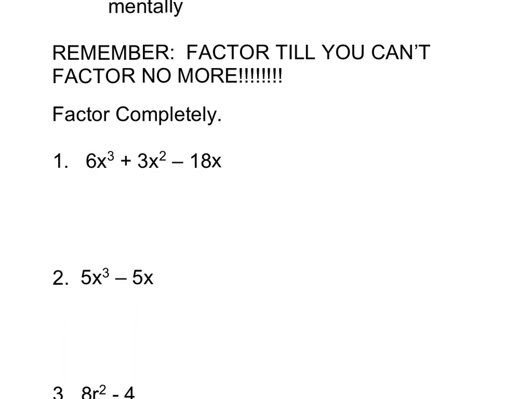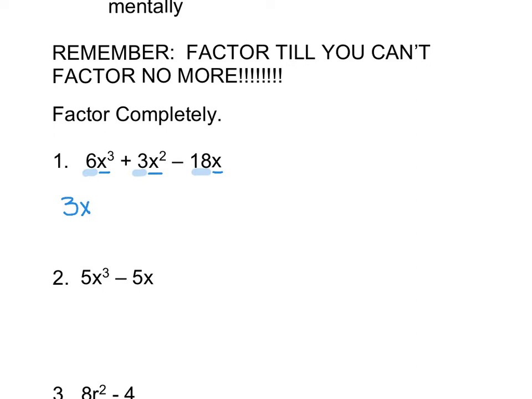All right, so let's look at number one. The first thing is to see if there's a GCF and to pull that out. So let's just look at the 6, the 3, and the 18. Well, between those numbers, we know that there's a GCF of 3. So then let's look at x to the third, x to the second, and x. That means we can also factor out an x from all of those.